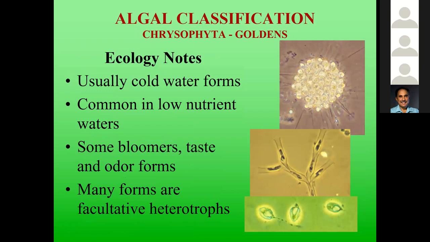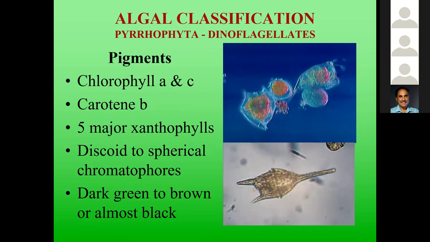Okay, again, usually cold water forms. Doesn't mean you can't find them in warm water, but they're not going to dominate like the blue-greens do in the really warm situations. They're very common in low nutrient waters. If you fertilize that water, they may take off and get really abundant, but they do real well in low nutrient waters, mostly because a lot of them are facultatively heterotrophic and they can get their nutrition otherwise. There are some bloomers and taste and odor forms. And again, Dinobryon, Chrysosphaerella, Synura are probably the big three in that group. Uroglena to some extent too. I mentioned they're facultative heterotrophs. Okay, that covers what we wanted to do.